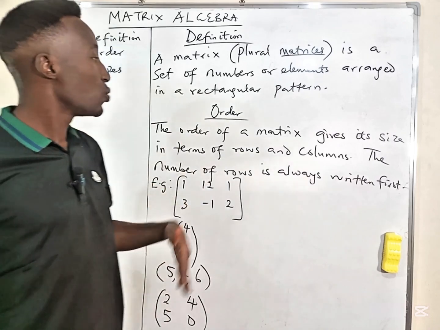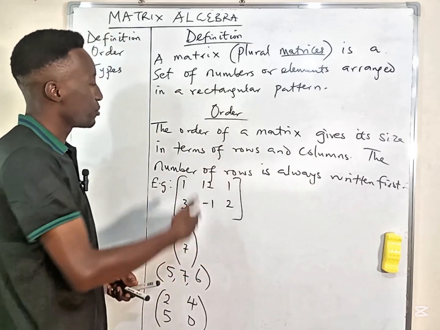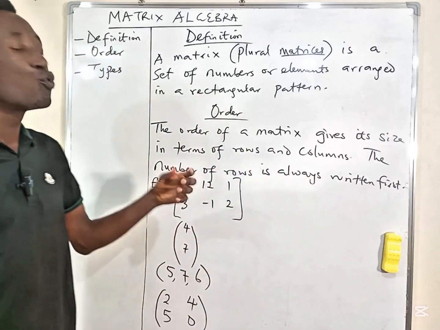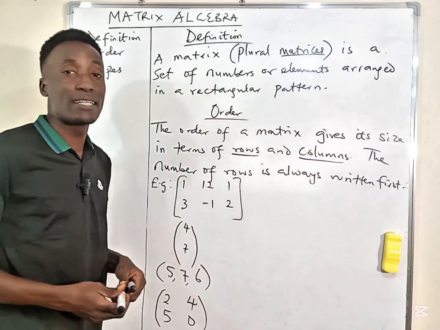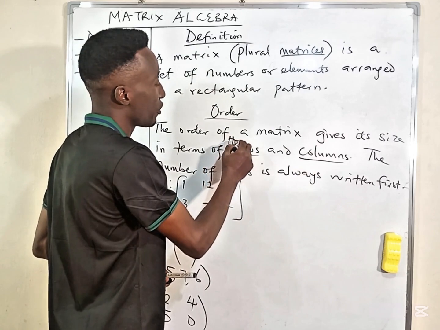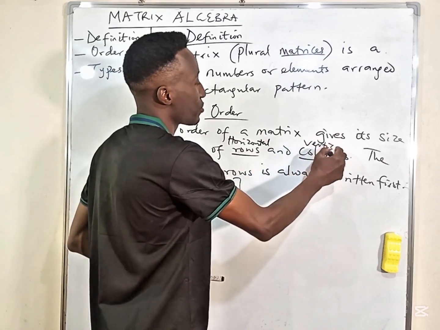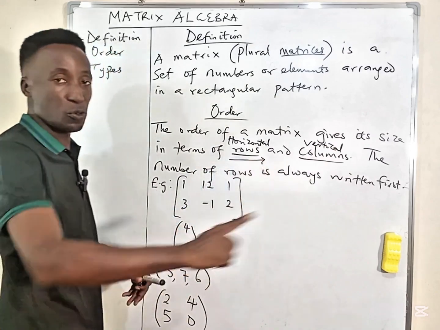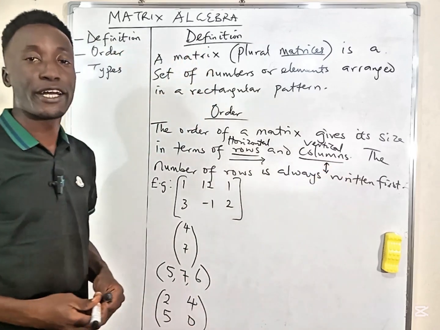Now, what do we call order? Order is how we name matrices. The order of a matrix gives its size in terms of rows and columns. This is very important. Now, the rows are in the horizontal direction, and the columns are in the vertical direction. The horizontal goes like this, and the vertical goes like this.